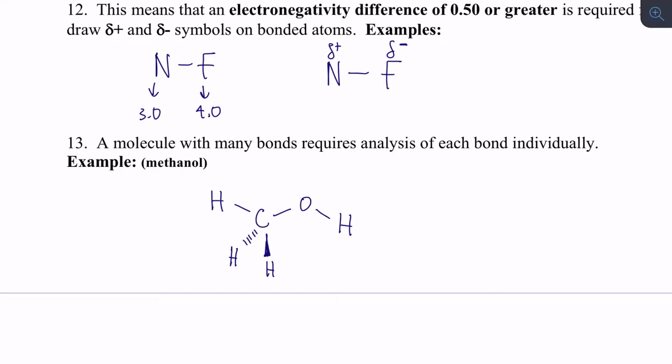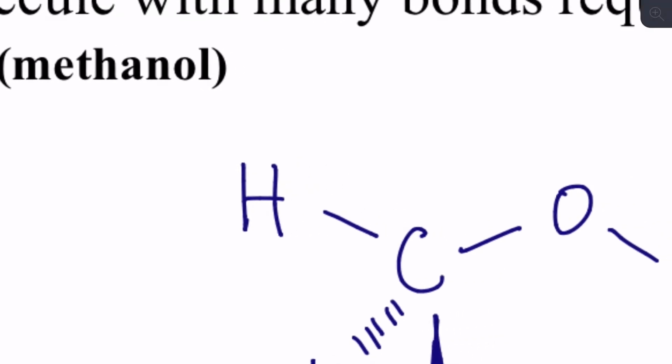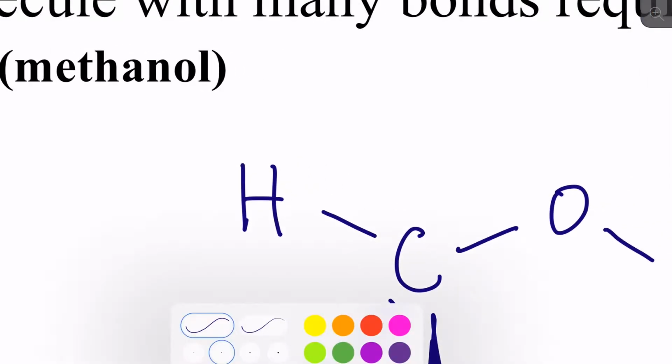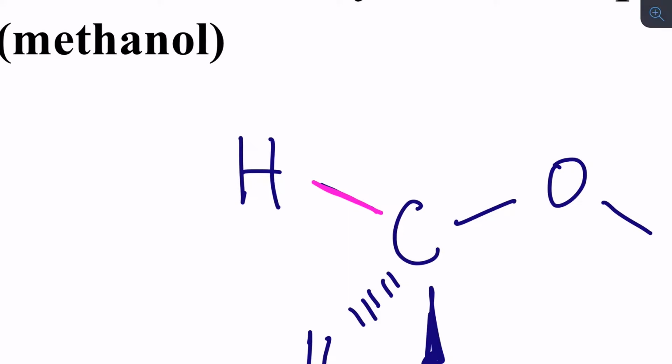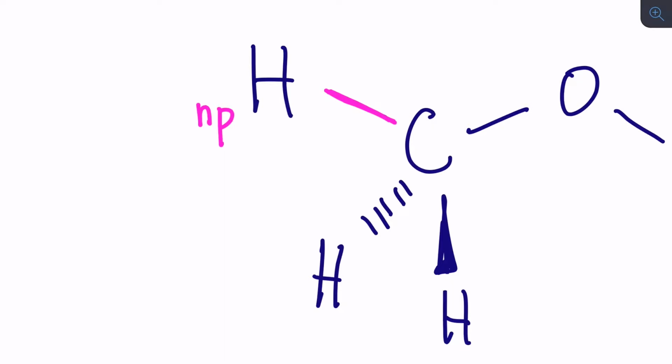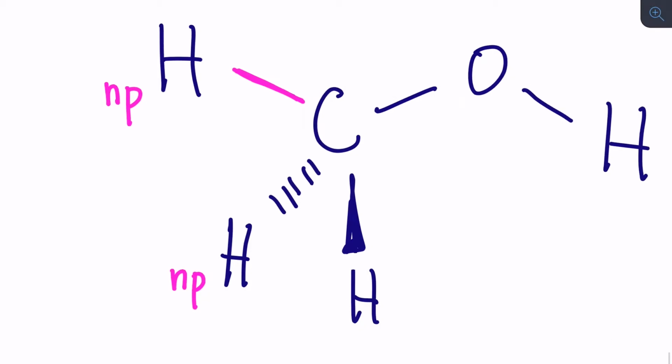So we have to look at each of them separately. We look at every bond by itself. So first I'm going to look at this bond here. Carbon and hydrogen have similar electronegativities. So that means that this bond with hydrogen is going to be nonpolar. This hydrogen is nonpolar because they're equally sharing their electrons. That would be true for all the other carbon-hydrogen bonds, nonpolar, which is represented by this lowercase np.